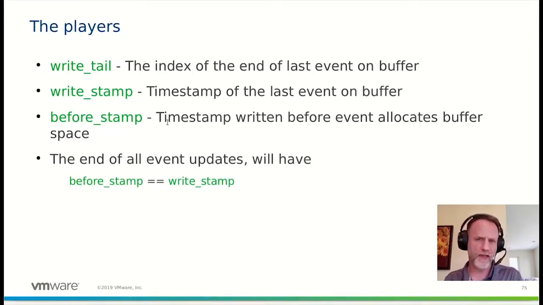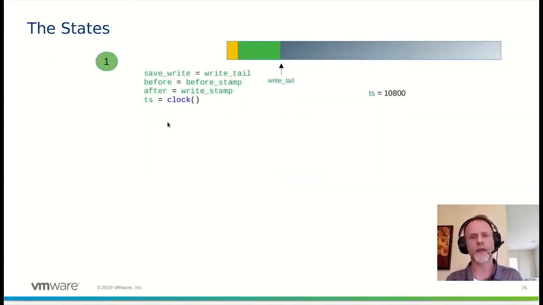Now here's something really important. When this whole process is done, at the end of the recording of all events, this is always true: the before stamp will equal the write stamp, and the write stamp will be representative of the timestamp of the last event on the buffer. That's very important for this algorithm. So let's look at the states.